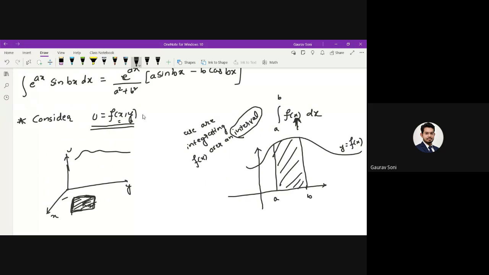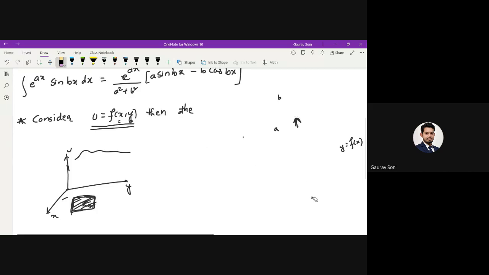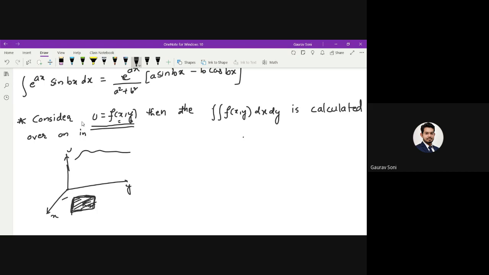So consider u is equal to f of xy. Then the double integral f of x comma y dx dy is calculated over an area in the xy plane.